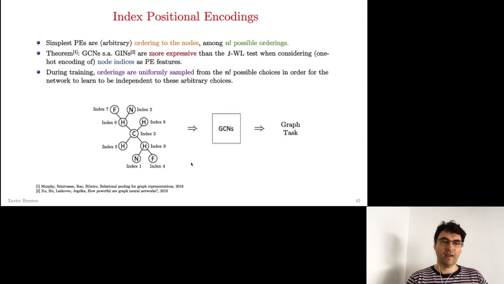So the simplest positional encoding you can do is to use the ordering of the nodes among n factorial possible orderings. Okay, so this is one possible ordering, 7, 2, 6, 8, and so on. And then there is a theorem by Ribeiro and his colleagues that you can improve the expressivity of GIN by using all permutations of possible orderings. Of course, you cannot do that in practice. So during training, you are going to use different orderings by uniformly sampling from the n factorial possible choices, because you want your network to learn to be independent with respect to these arbitrary choices.